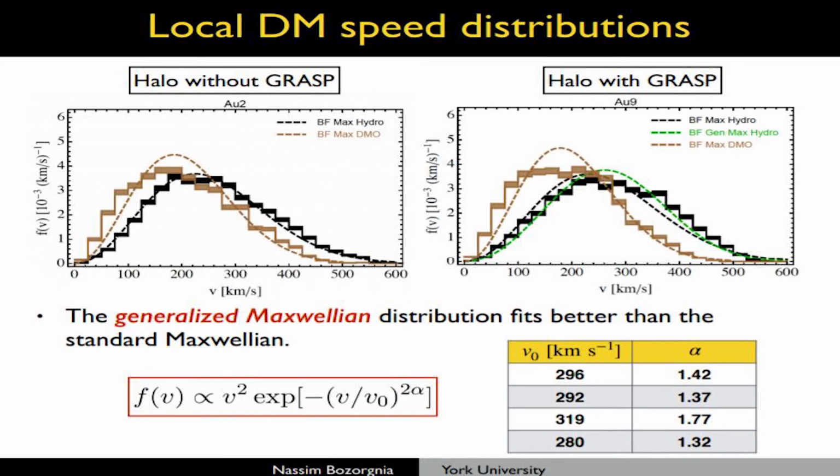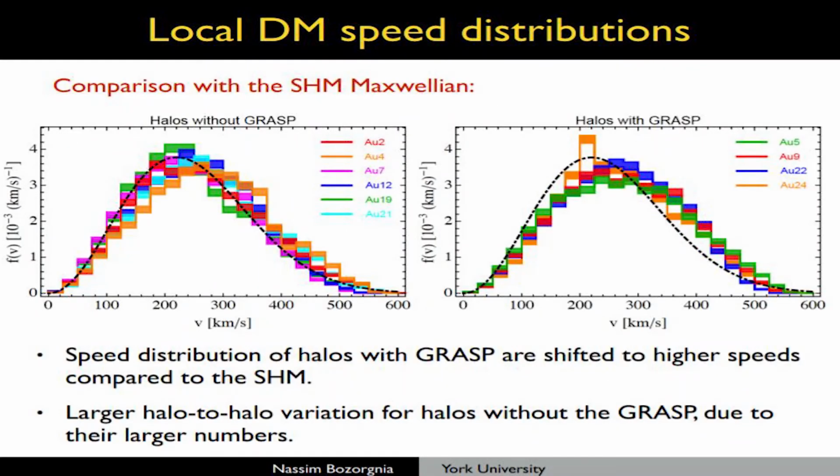Okay, so we can compare it with the standard halo model, and this is all the halos. I'm just putting it here together. The halos without the GRASP, the halos with the GRASP, and the standard halo model. And so the ones which have the GRASP are shifted to higher speeds compared to the standard halo model. But there is a large halo-to-halo variation for halos without the GRASP because you have more of them here. We have 6 halos without the GRASP, and so there is a large halo-to-halo variation here. We have only 4 with it.